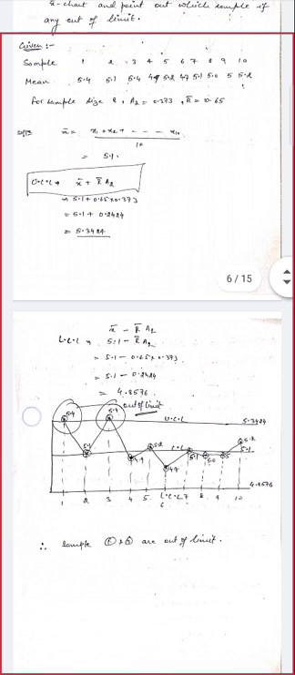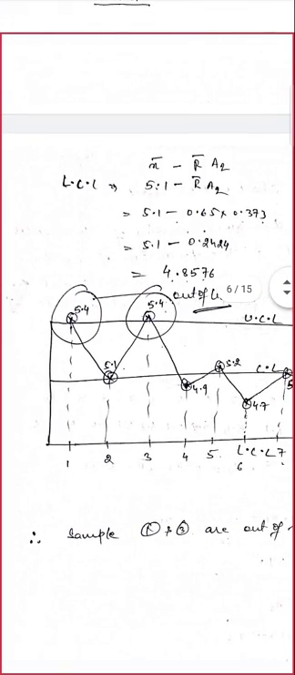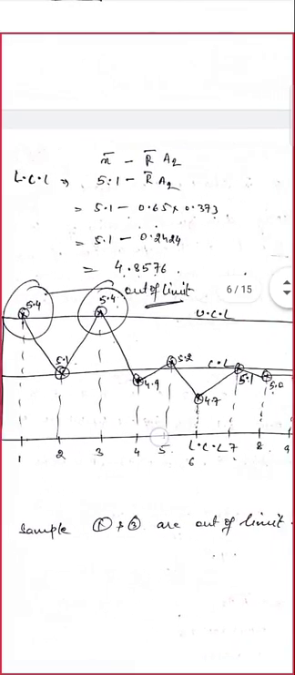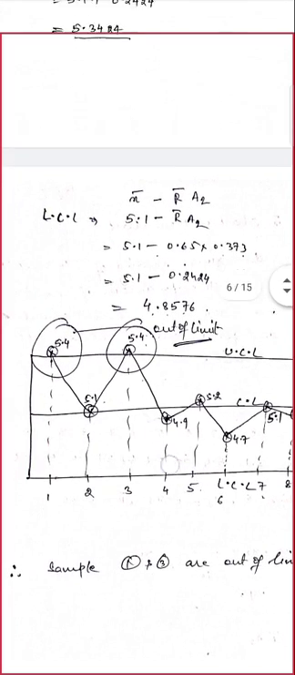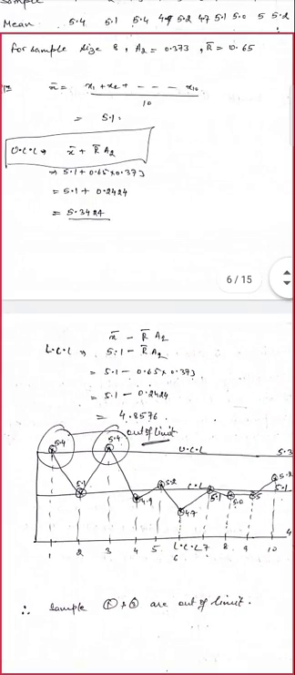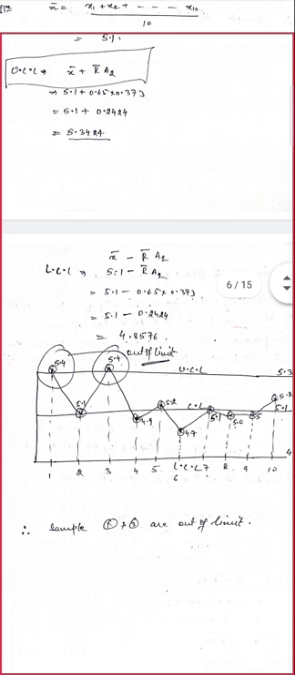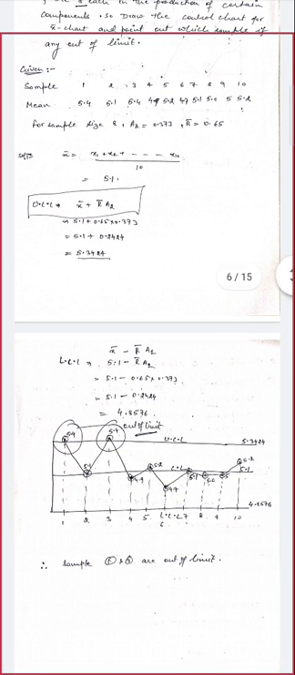For sample number 1 our mean value lies outside the upper control limit value. For this I have shown it outside the upper control limit, at 5.4. Then for sample 2, 5.1, it is inside, between the upper control limit line and the central line. Like this we plot up to 5.2, and after that we join the points.